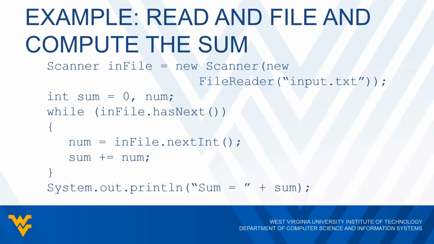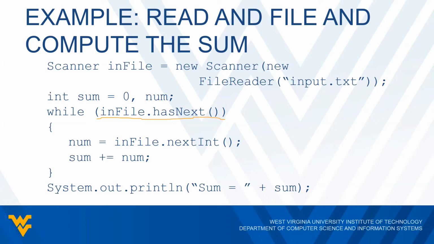Here's an example where we read a file and compute the sum. In this case, I put the file reader part on another line just so I can fit it on the slide. This first line creates a Scanner object called intFile, using the file reader object, and we're going to assume that input.txt is our input file. Then we declare sum and num as integers. Our while loop now just checks to see if there's still something to be read. That's this line right here, infile.hasNext.